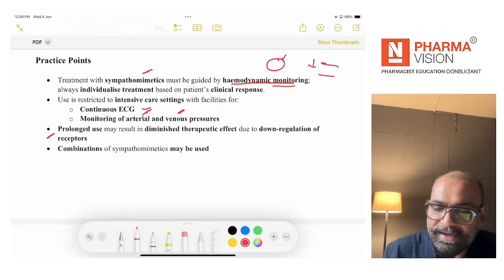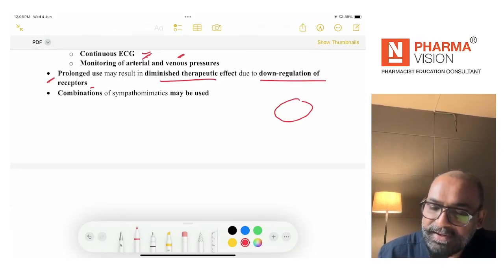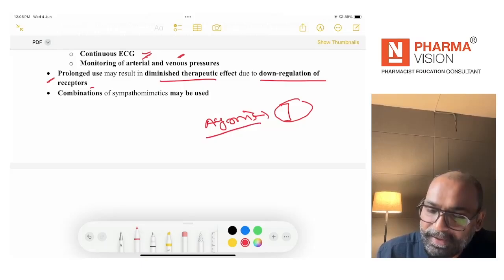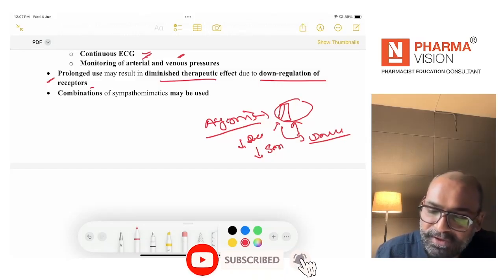Prolonged use may diminish the therapeutic effect due to down regulation of the receptors. That is also obvious. When any cell is exposed to an agonist for a longer period of time, these cells are going to be down regulated. Down regulation can be achieved in two ways. One is they decrease the number of receptors, and the other is they decrease the sensitivity of the receptor towards that agonist. That is called down regulation.